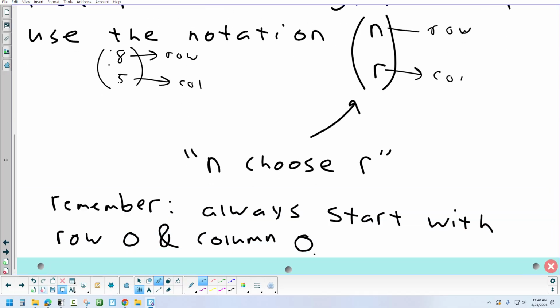Remember, the numbering always starts with zeros. Row 0, column 0. If you start with 1, everything's going to be off. So always start with 0. Okay, and we're not going to go through the proof of the formula. I'm just going to show you what the formula is to figure out any position in Pascal's triangle, as long as you know the row you're in and the column you're in. You have to know those 2 things.